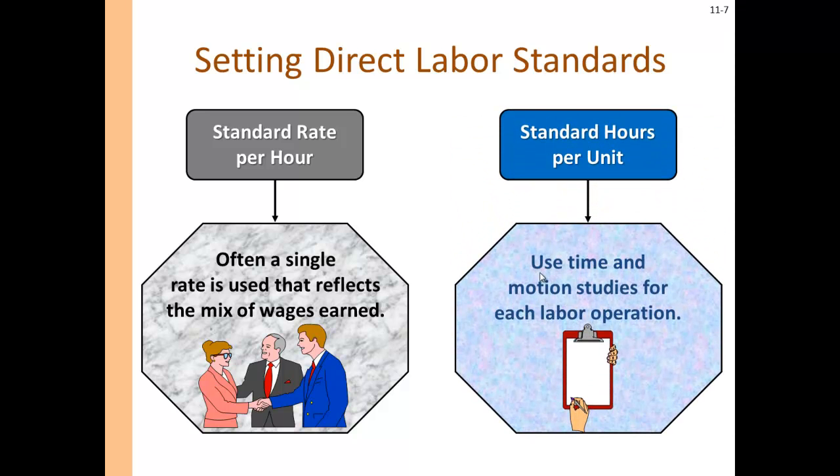Setting direct labor standards. So what do we normally pay per hour? Often a single rate is used that will reflect a mix of wages. Let's just say there are different pay scales within the manufacturing that are part of direct labor. We would want to take an average of that so that we had a more accurate wage, and it would be one standard rate per hour.